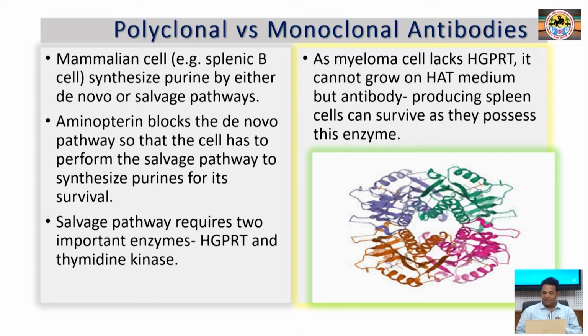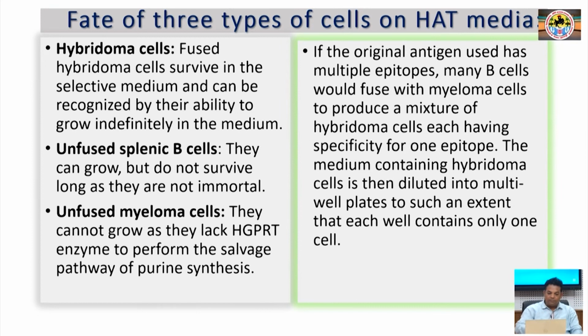B cells possess it, but myeloma cells lack SGPRT, so they can't follow this pathway. So, they can't survive. Now, fused hybridoma cells survive in the selective media and can be recognized by their ability to grow indefinitely in the medium. Only hybridoma cells possess this property, because myeloma cells lack SGPRT.